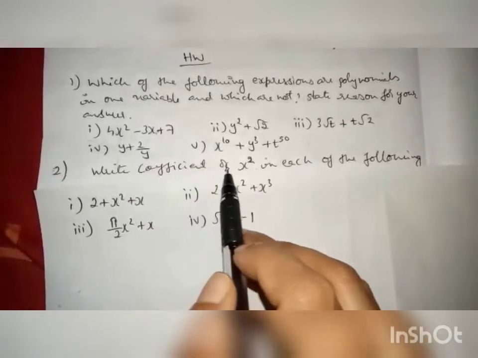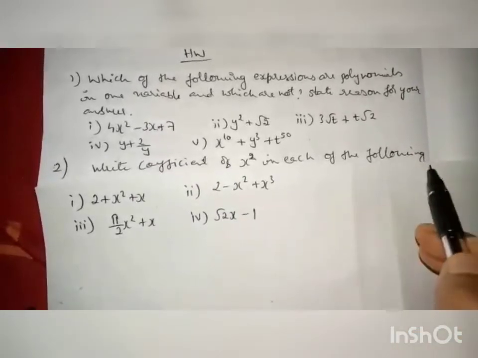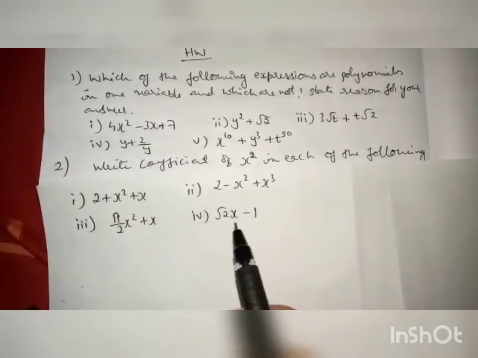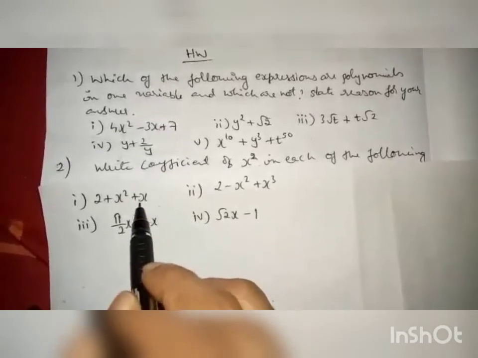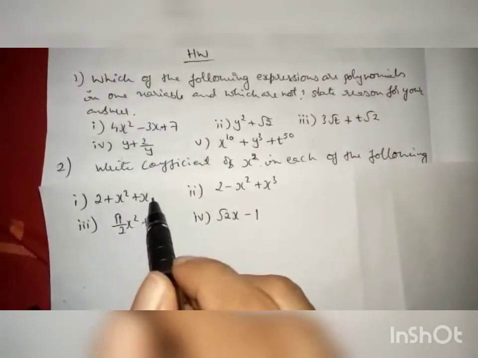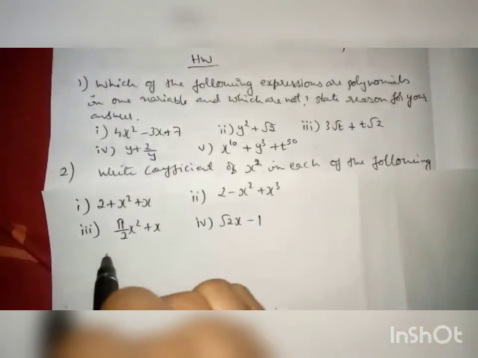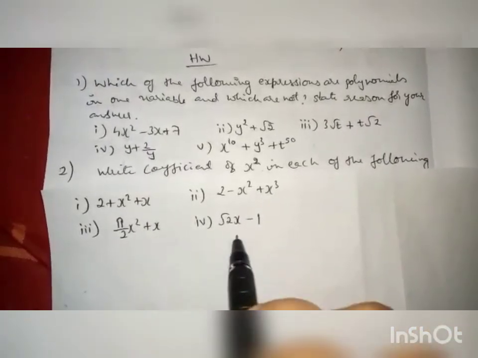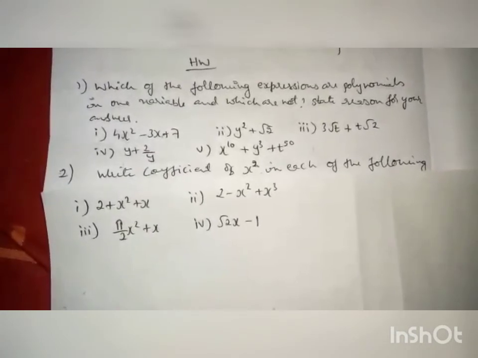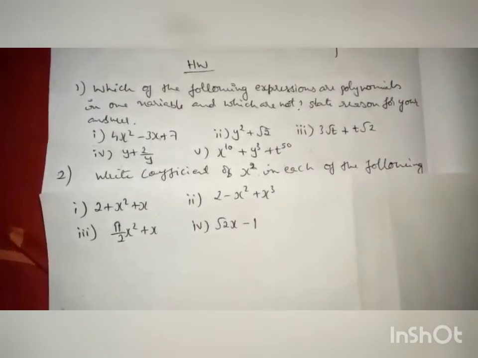Second question: write the coefficient of x square in each of the following. You have to write x square's coefficient. First one, 2 plus x square plus x. Second one, 2 minus x square plus x cube. Third one, pi by 2 x square plus x. Fourth one, root 2 x minus 1. Solve these questions in your homework book.